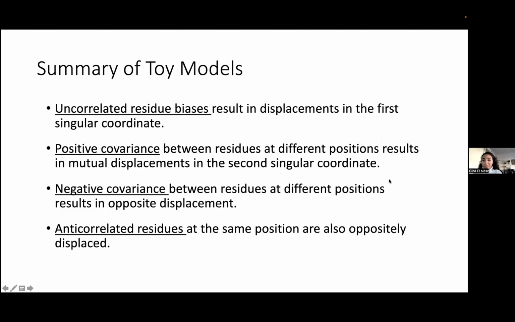So what does that mean in terms of the toy models? Uncorrelated residue biases result in displacement in the first singular coordinate. There's positive covariance between residues at different positions, and this results in mutual displacements in the second singular coordinate. There's also negative covariance between residues at different positions, and this results in that opposite displacement. And anti-correlated residues at the same position are also oppositely displaced.